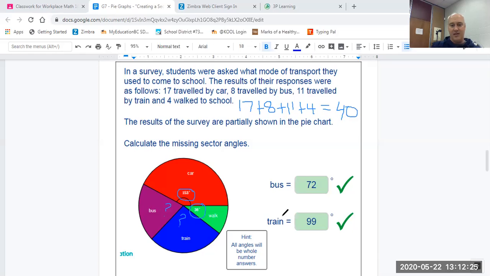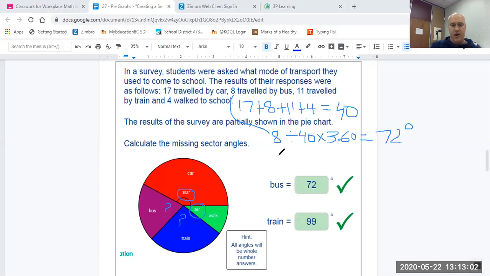And so in this case here, let's look at the bus first. It says here that there were 8 that traveled by bus. So I'm going to take 8, divide that by the total I've got, which is 40, and then multiply it by my number of degrees in a circle, which is 360 degrees. And that is going to give me my value of 72 degrees. That makes sense because 8 is basically under a quarter of a pie chart, and a quarter of a pie chart would be 90 degrees.